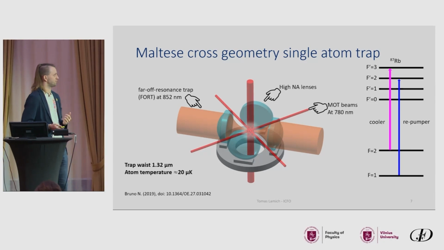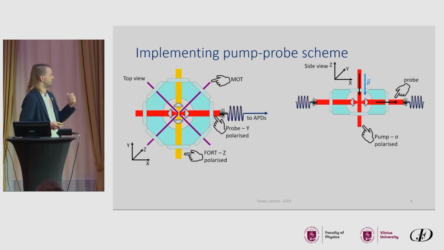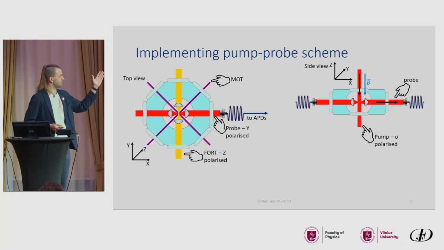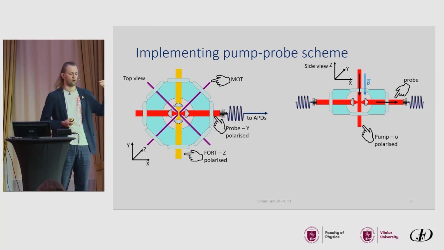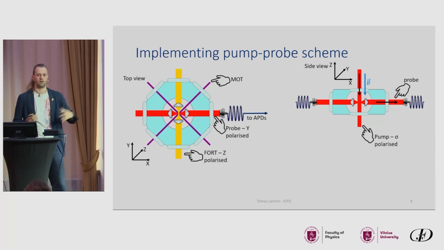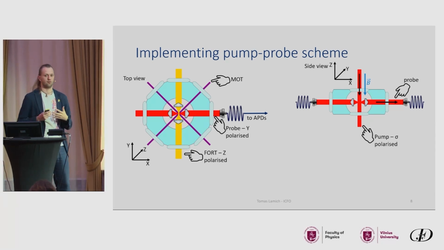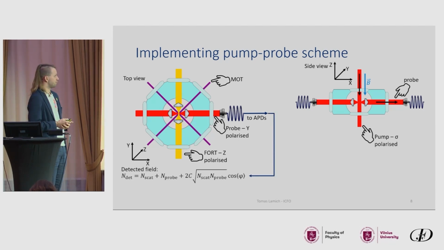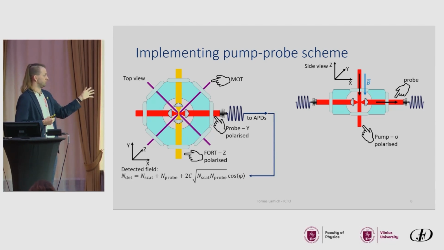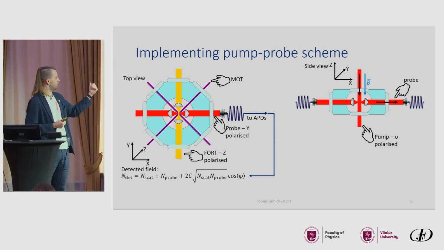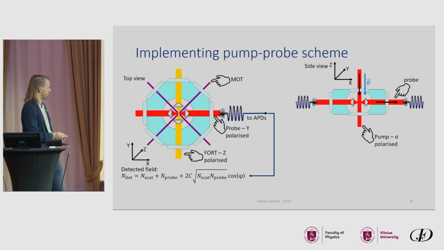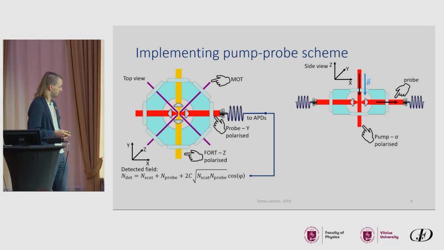In order to implement this scheme, we've decided to put the probing beam orthogonal to the trapping axis, and the pumping beam we decided to go vertically. So we do not focus this beam, but we can compensate for the loss of coupling efficiency simply by increasing the power. And what we detect is the interference between the scattered field induced by the pump and the probe and the probe field that we send into the detected mode. And we have this interference term as we would expect.